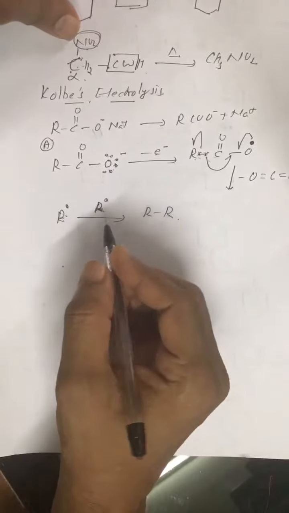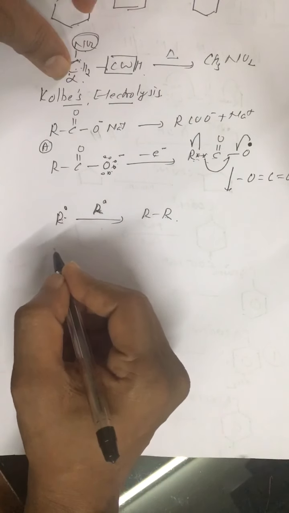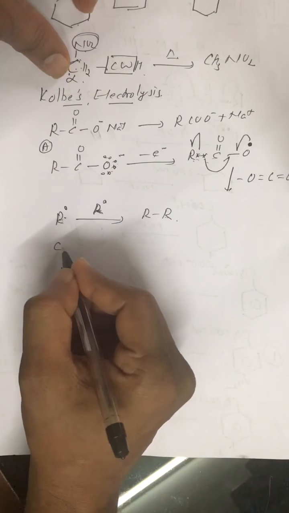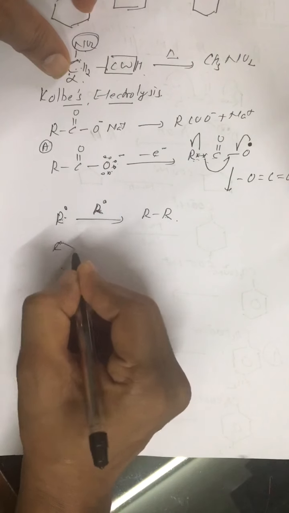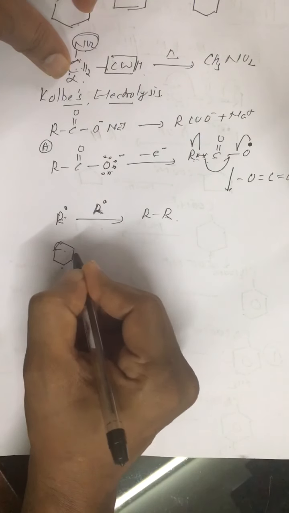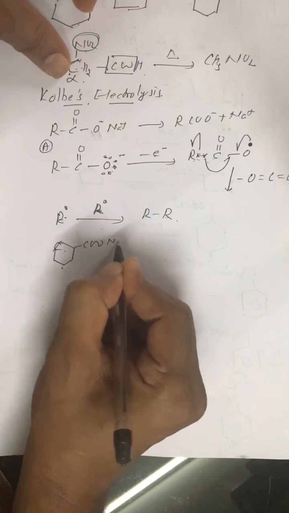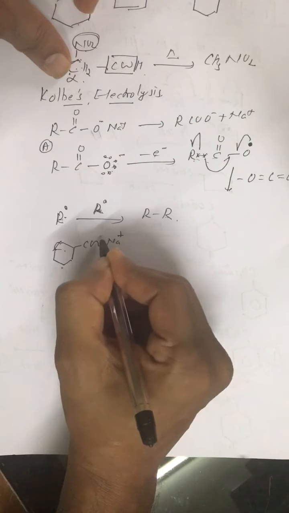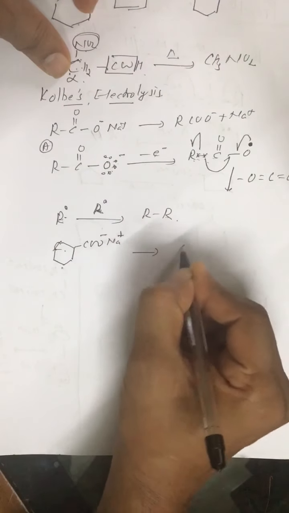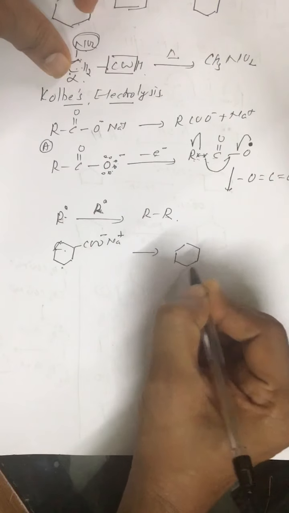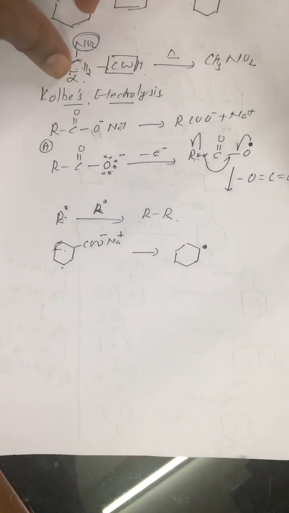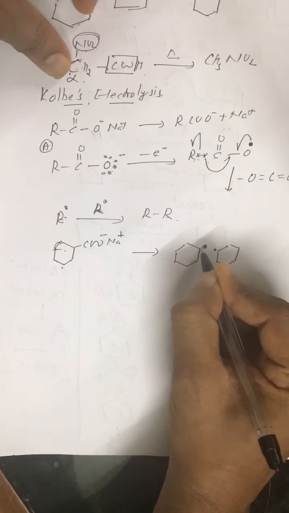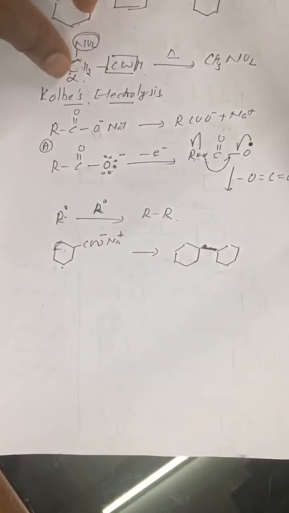Suppose we are given a compound. We have so many cases, so let us begin with this: sodium cyclohexane carboxylate. What is the product we are going to get? You have to produce a free radical, and then just join it with another free radical. So we get this kind of product.